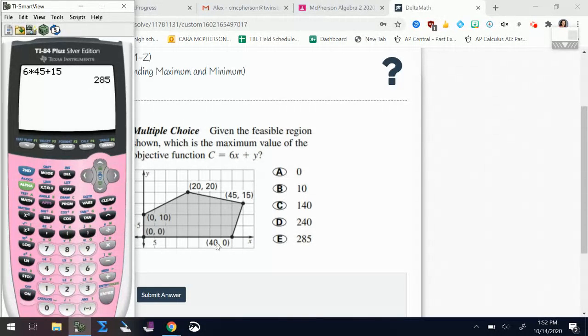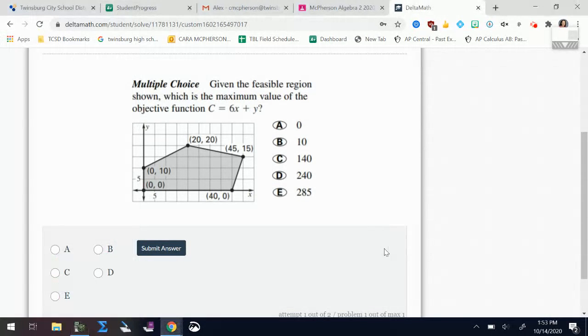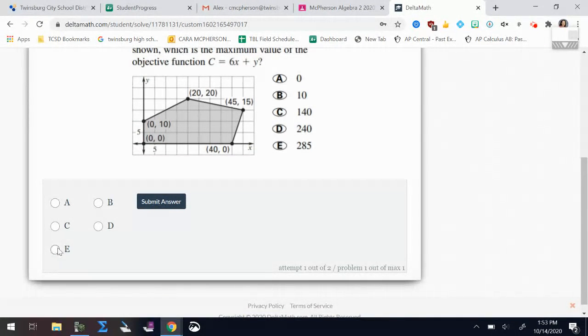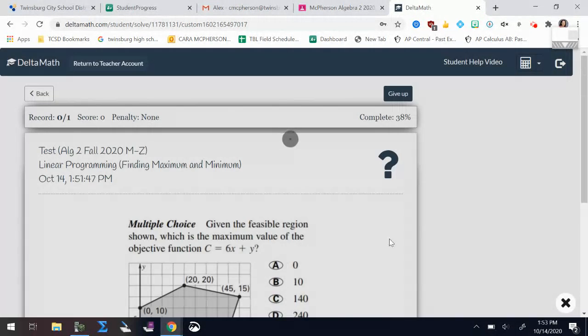I am going to do a quick double check. When I put 40, 0 in, 6 times 40 is 240, plus 0 is still 240. So the highest value I'm getting, my maximum is my highest, is E, 285. Submit that.